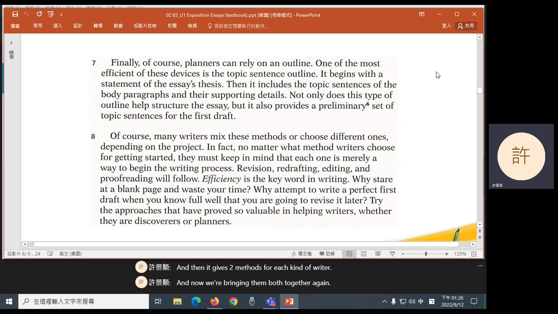In fact, no matter what method writers choose for getting started, they must keep in mind that each one is merely a way to begin the writing process. Revision, redrafting, editing, and proofreading will follow. So after you begin writing, you have to revise, you have to rewrite, you have to edit, you have to proofread, which means to look for mistakes.